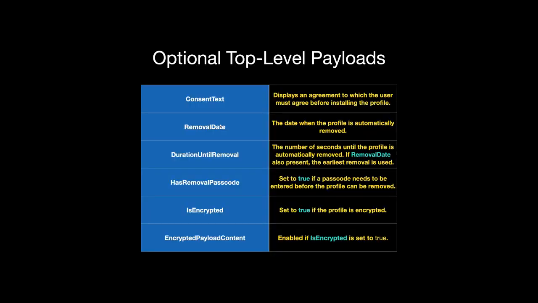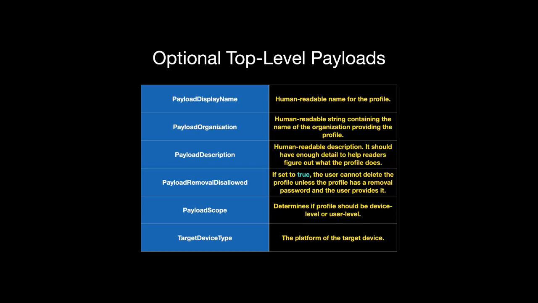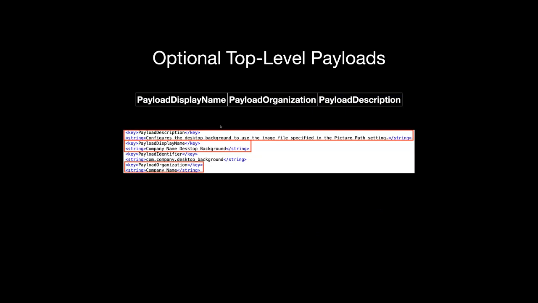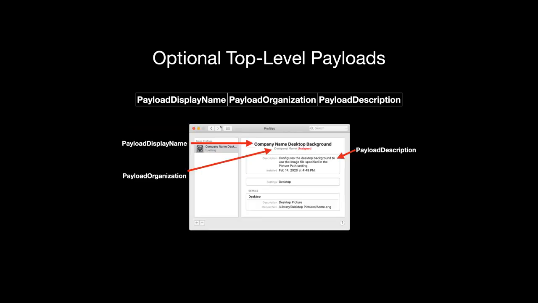Going along with the required top level payloads are a number of optional ones. Some of these are in common use while others aren't. So let's take a look at some that are commonly used enough that they may as well be required. Good examples are the payload display name, payload organization, and payload description payloads. Just about every well-written profile will have these, and the reason is that they're the displayed parts of the profile that humans can read to understand what the profile does.